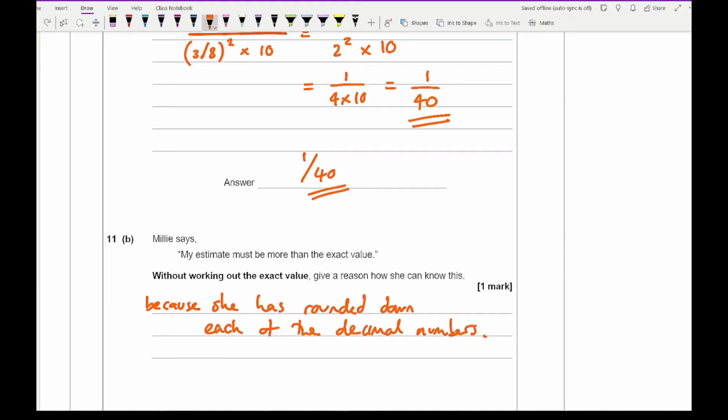And there we go. And therefore, we're going to have a smaller denominator, which therefore means that if the number is going to be bigger, then we're going to have a bigger denominator, which then gives us a smaller answer.